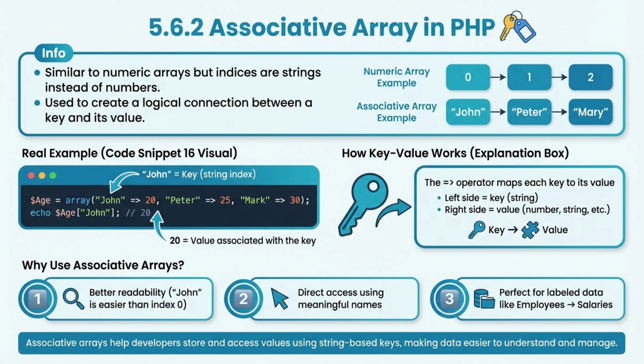Another major advantage of associative arrays is that they are perfect for storing labeled or structured data. For instance, you can store employee names mapped to their salaries, product IDs mapped to prices, or student names mapped to grades. This makes data more organized, allowing it to be accessed, displayed, or modified in a clear and efficient manner. Overall, associative arrays give developers a flexible, readable, and structured way to store key-value pairs, making them essential in almost every real-world PHP application.